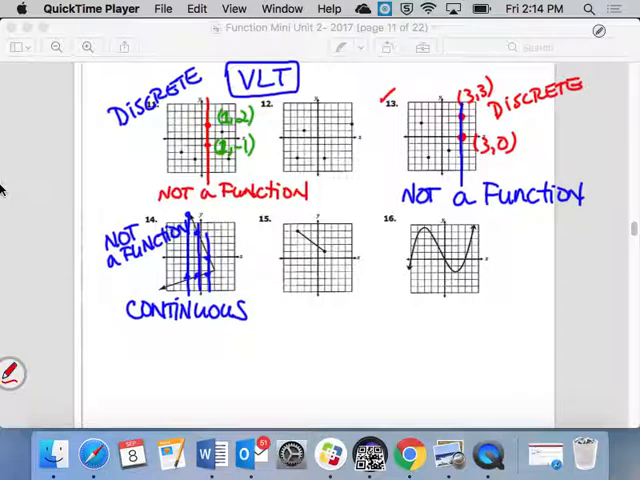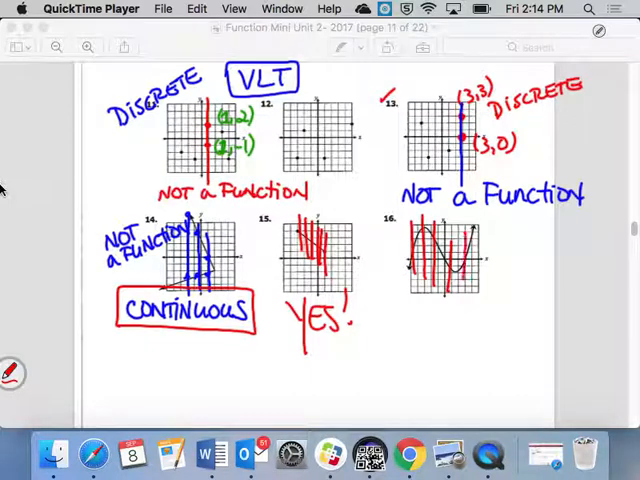Looking at number 15, when I draw vertical lines, I only intersect the line once, so I would say that yes, that does represent a function. And then looking at the curve in number 16, and all of 14, 15, and 16, they're all continuous because they're not just plotted points, they're continuous curves or lines. If I were to draw vertical lines in number 16, I don't intersect the graph more than once, so I would conclude that this is a function. And that's how the vertical line test works.